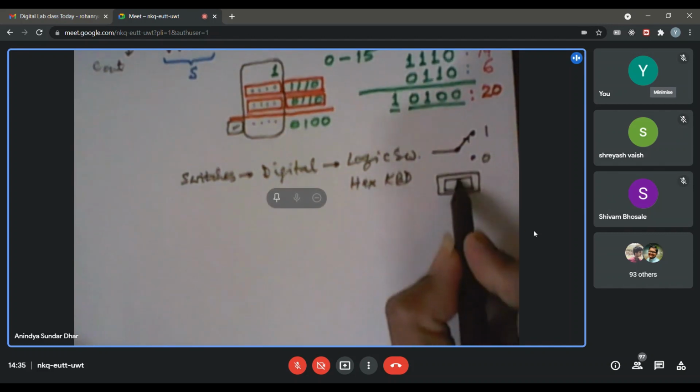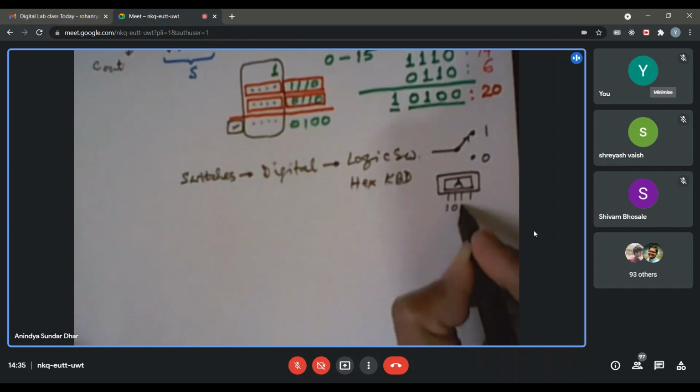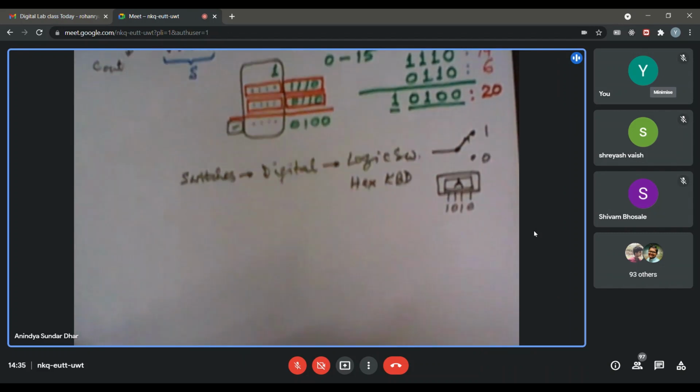Other than that logic switch, there is something called a hex keypad, hex keyboard or KBD. It looks in the symbolic form something like this, where you can press anything from 0 to F. Suppose you press A, then there is a 4-bit output. It will give you the corresponding binary code like 1010. So it's called a hex keypad.